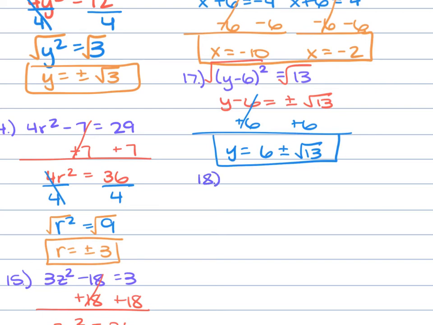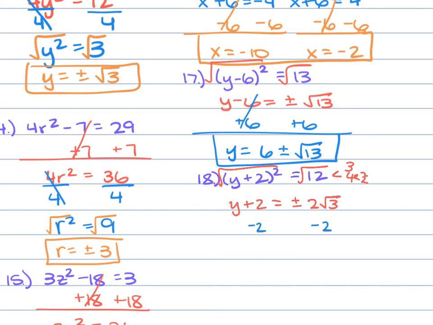For 18, we have y plus 2 squared is equal to 12. All right, so we're going to take the square root of both sides. That 12 is 4 and 3. The 4 is 2 and 2, so that's 2 square root 3. So y plus 2 is equal to plus or minus 2 square root 3. We move the 2 over by subtracting it from each side and get y is equal to negative 2 plus or minus 2 square root 3.